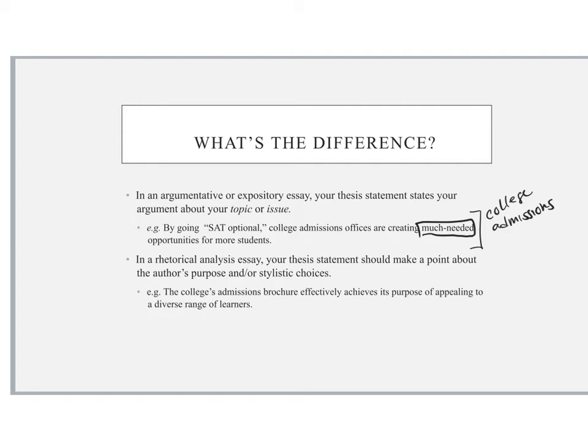In a rhetorical analysis essay, which is what you're writing, your thesis statement generically should make a point about the author's purpose or their stylistic choices. In this case, because we are looking at archives or digital exhibitions, then the author is typically not going to be an individual, but it's going to be an institution or a collective. But either way, that thesis statement should make a claim about how that archive or digital exhibit is working. What is its purpose? Is it successful or not?